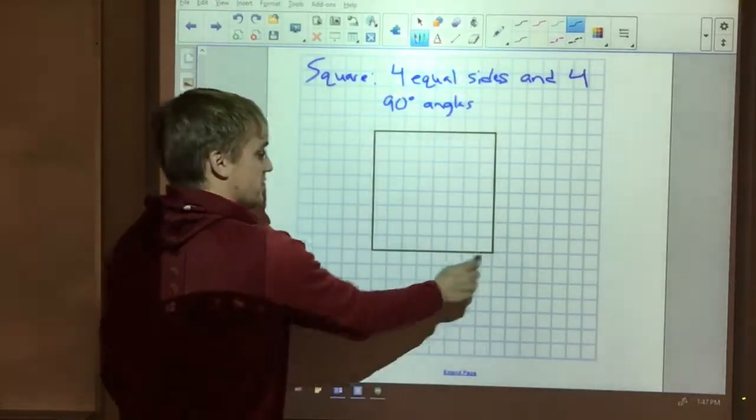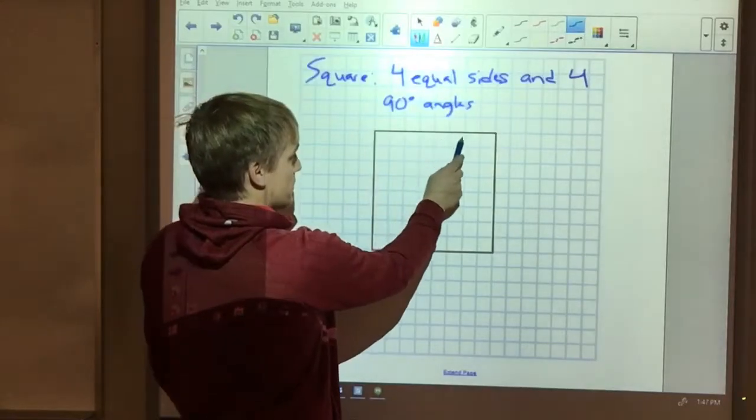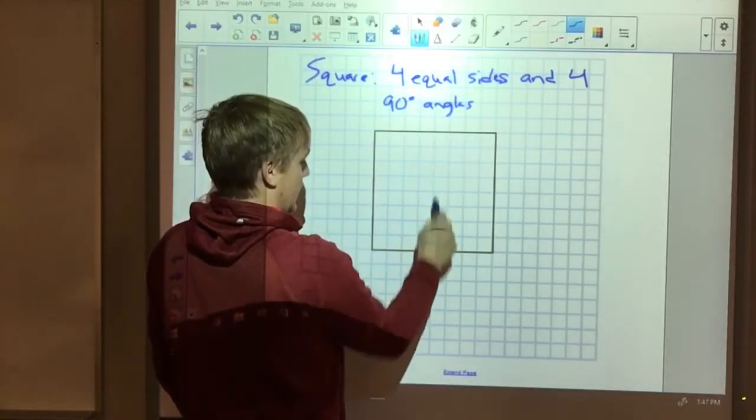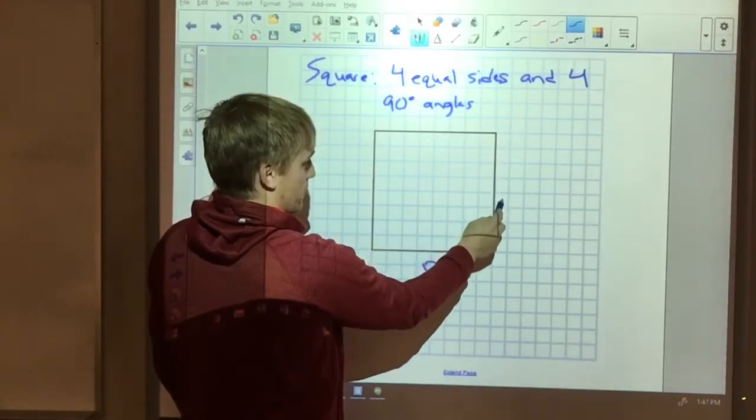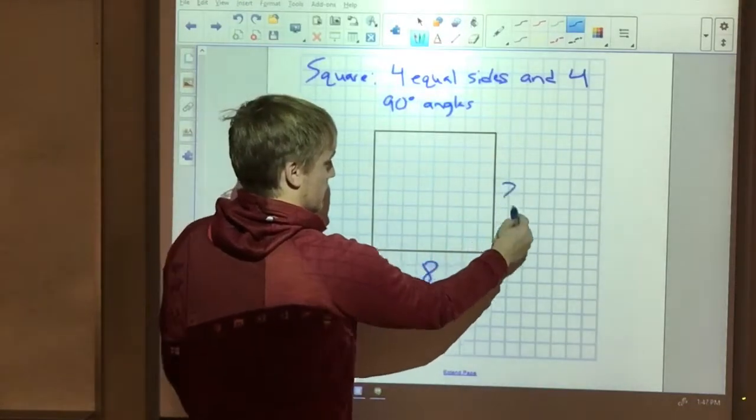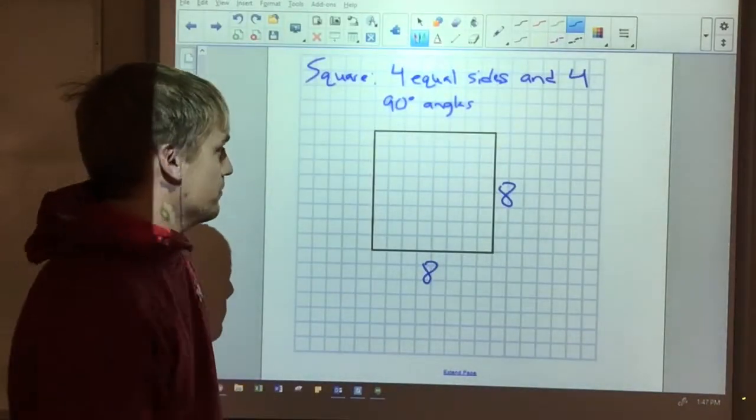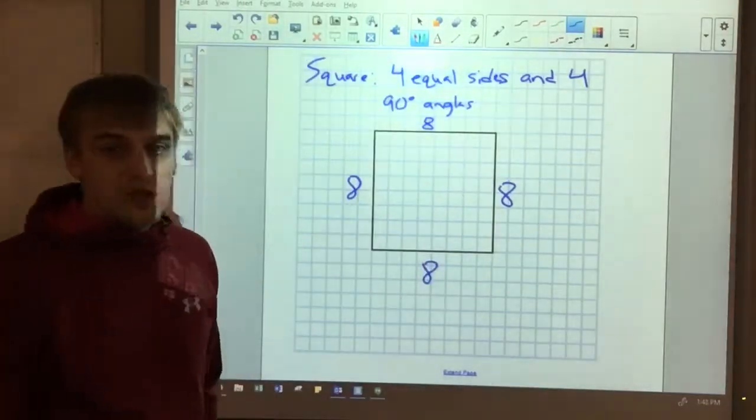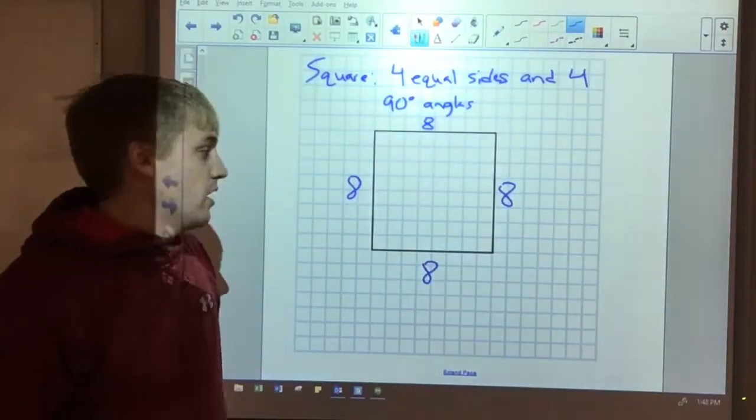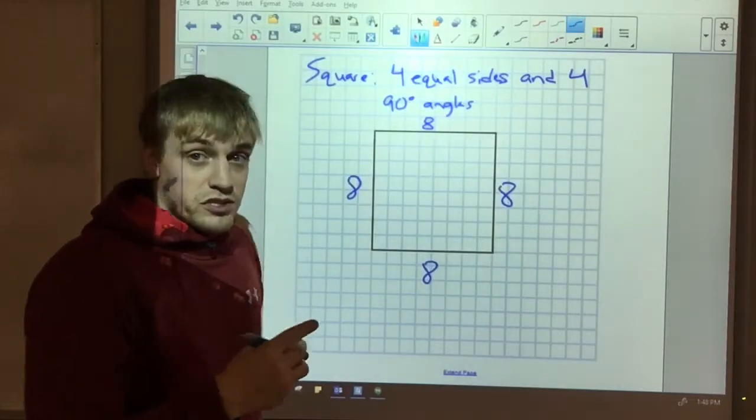Okay, so every side is the exact same if we were to count them. 1, 2, 3, 4, 5, 6, 7, 8. This side is 8, which means this side is 8. And 1, 2, 3, 4, 5, 6, 7, 8. This side is 8 units long. Which makes this 8 and this 8. Okay, so each side is 8 units long. And that's the first reason it's a square.